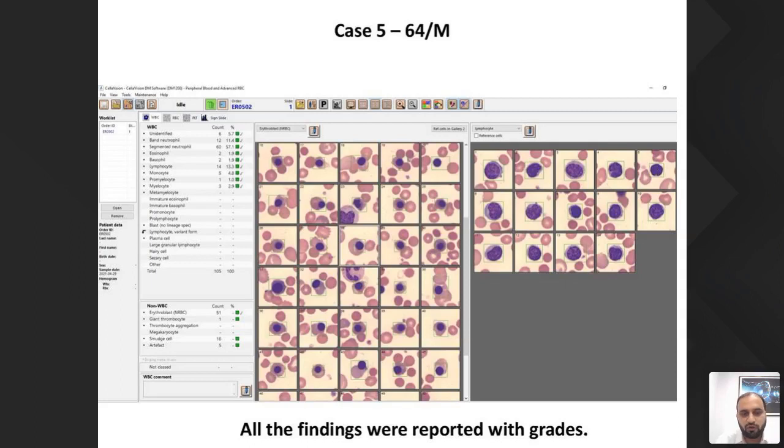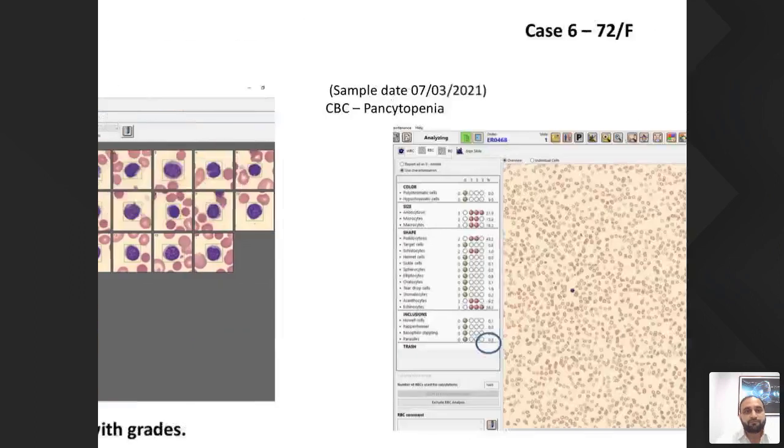For this case, we reported all the findings along with the grades. Now, why again, in this case, the grades are important. We know that the patient has already failed two treatments. Now he is on to rituximab. If my quantification of various spherocytes or NRBCs is coming down in the follow-up, I know the treatment is working. If it is not coming down, we know that we need to find something else. So this way we help clinicians a lot.